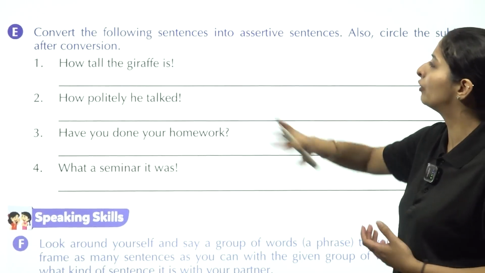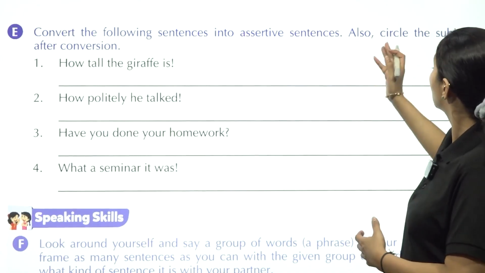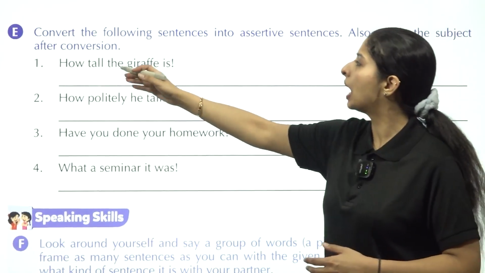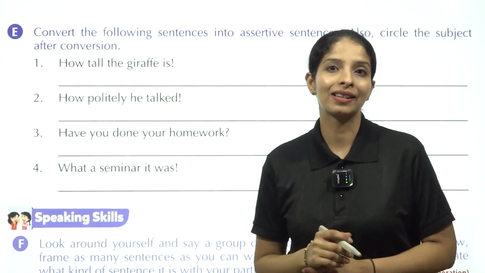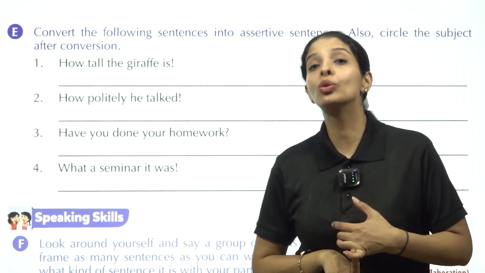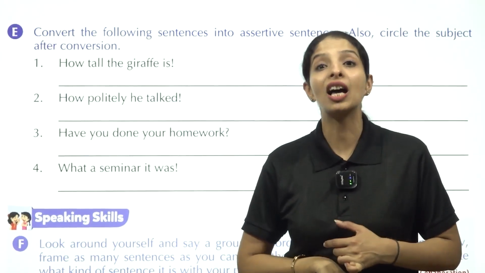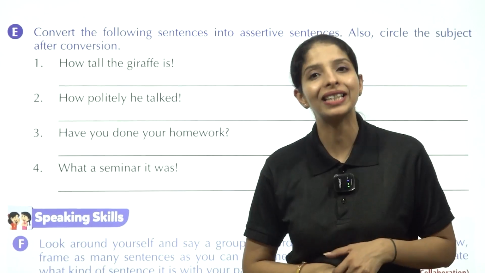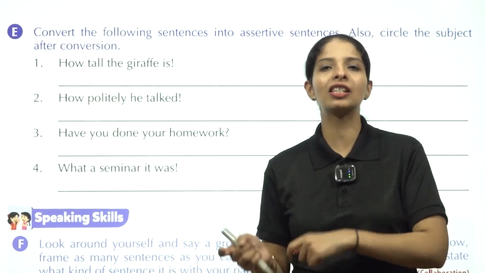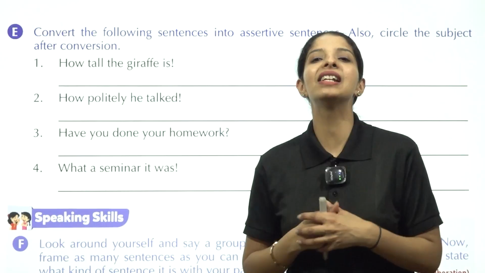Here also, what you have to do is convert the sentences into assertive sentences. Also circle the subject after conversion. For example, "How tall the giraffe is!" Now you have to convert it to assertive: the giraffe is tall. Then the subject will be the giraffe, and is tall will be the predicate. This is how you can convert interrogative and exclamatory sentences to assertive sentences, and then easily know the subject and predicate.